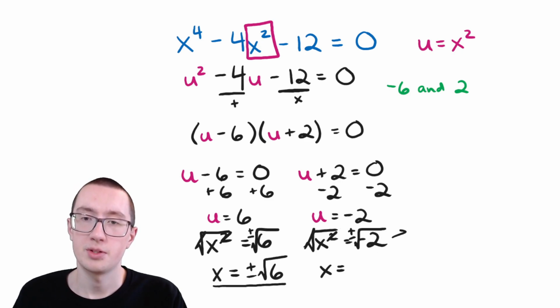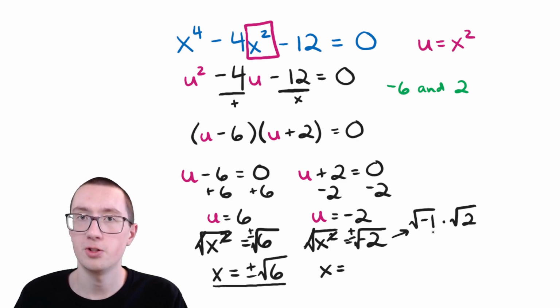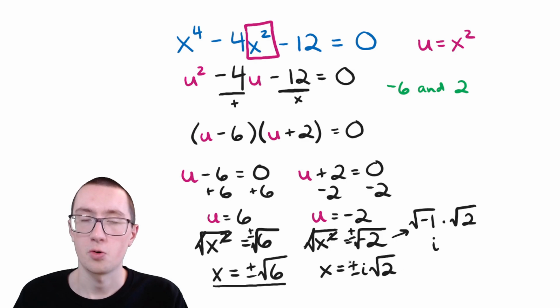So we'll split this up into the square root of negative 1 times the square root of 2, because negative 1 times 2 is negative 2. The square root of 2 is a real number, and that'll just stay as it is. And the square root of negative 1 is the letter i. So we're going to be left with plus or minus i times the square root of 2. Or you could have written that the other way around, plus or minus the square root of 2 i. Either one is fine. So there you go.